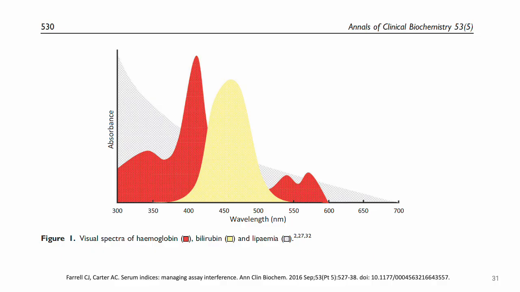The figure on this slide depicts the absorbance profiles of hemoglobin, bilirubin, and lipemia. Note that the absorbance of a lipemic specimen decreases as the wavelength of light increases. Hemoglobin absorbs light over a broad spectrum. Bilirubin absorbs light over a more narrow spectrum with a peak absorbance at approximately 260 nanometers.